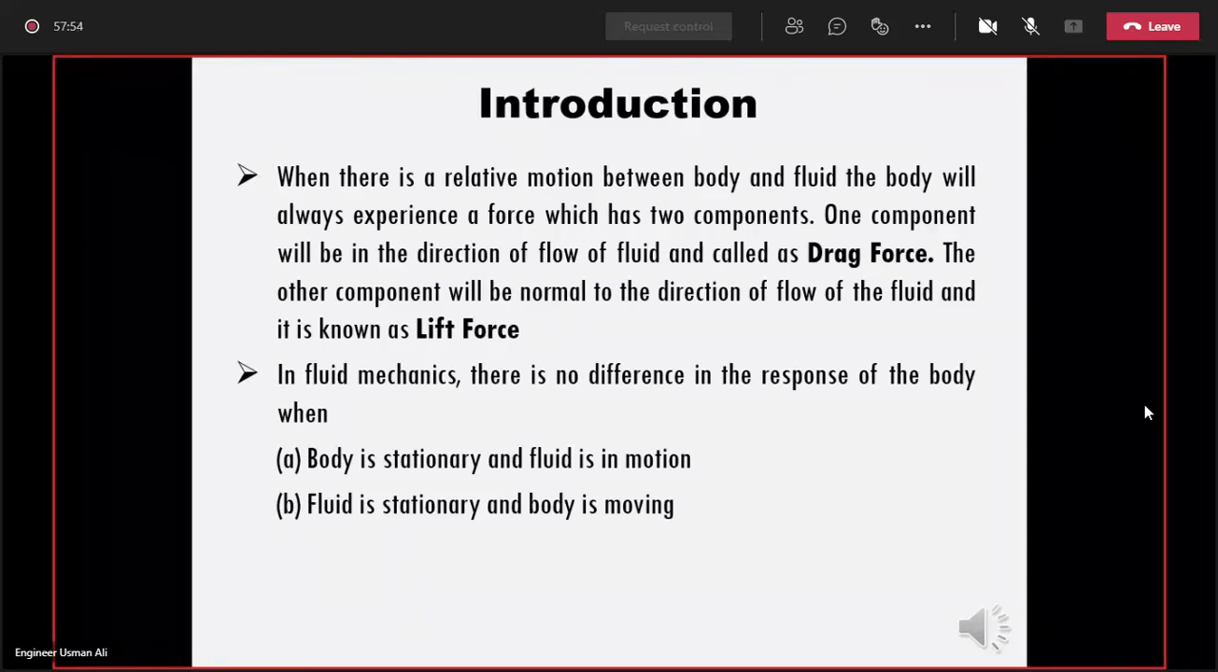The drag force is the component of the force which is along the direction of flow of the fluid, and the lift force is the component of the force of the fluid which is normal to the direction of flow, which is trying to lift the object.